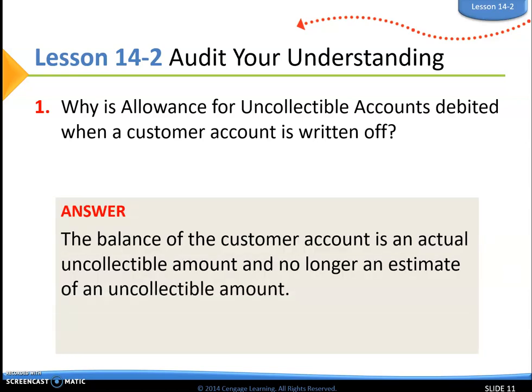The balance of the customer account is an actual uncollectible amount and no longer an estimate of an uncollectible. The way that I think of it is that we're taking money out of our allowance fund and we're using it to cover what the customer owed us. So it's no longer just that estimate. It's now that we are actually saying this is uncollectible. So we're using that money in our allowance account.